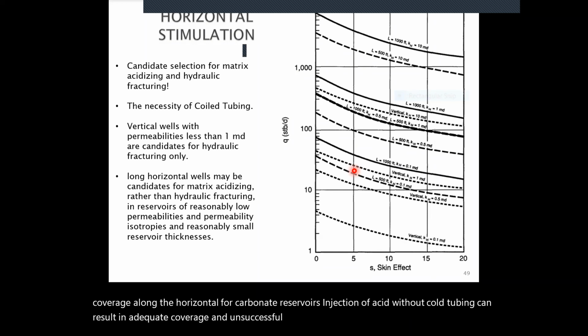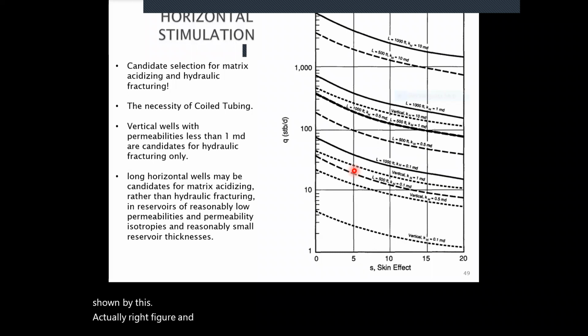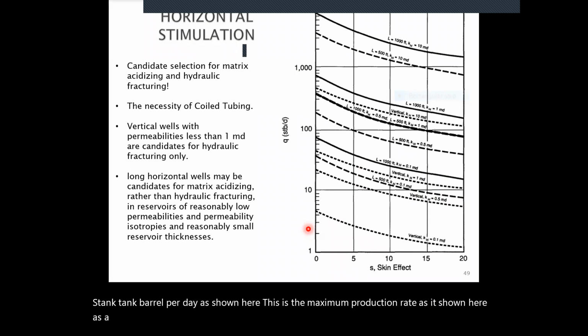For a vertical well in this reservoir, as shown by this right figure, and for permeability as high as 1 millidarcy, the maximum production rate is about 46 stock tank barrels per day, as shown here. This is the maximum production rate. As a result, vertical wells with permeability less than 1 millidarcy are candidates for hydraulic fracturing only.